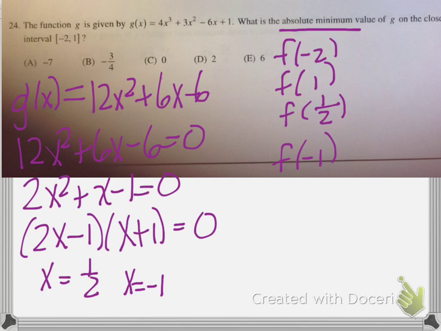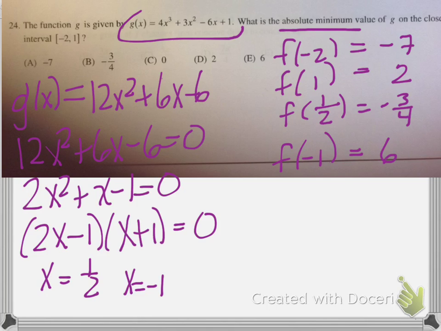Okay, so you're going to take all these values and you substitute them here into the original function, and you will get the following values. And you're looking for the absolute minimum, so the smallest number here is -7, and it's saying what is the absolute minimum? It's -7, and so that was choice A.